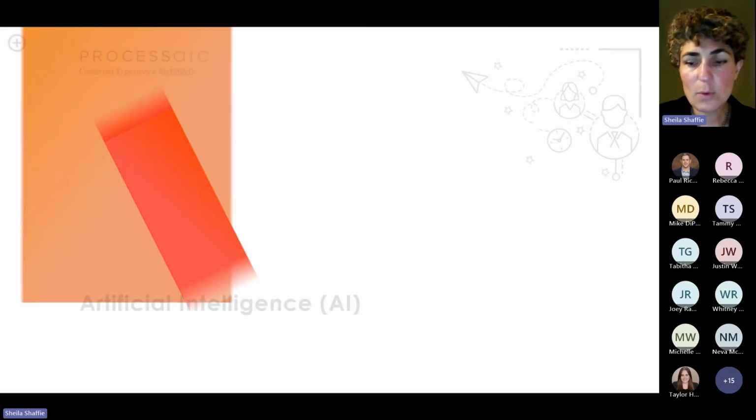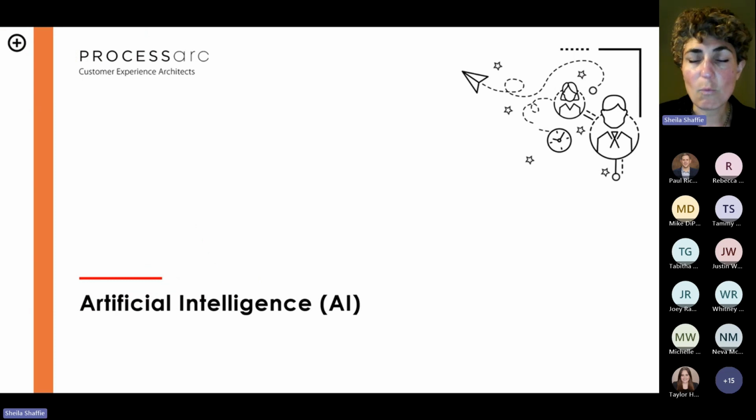Now, let's go into the world of artificial intelligence, because that's probably the heavier hitting set of tools, the more complicated strategy.